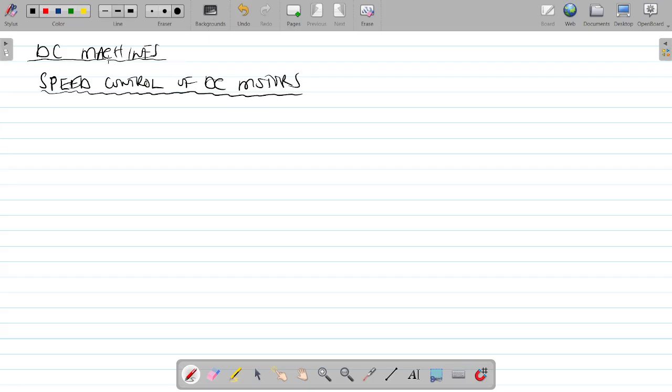Okay, so we're doing DC machine speed control of DC motors. This is relevant for N5 and N6 chapter 1. So, speed control of DC motors. The first thing we are interested in is figuring out circuits.